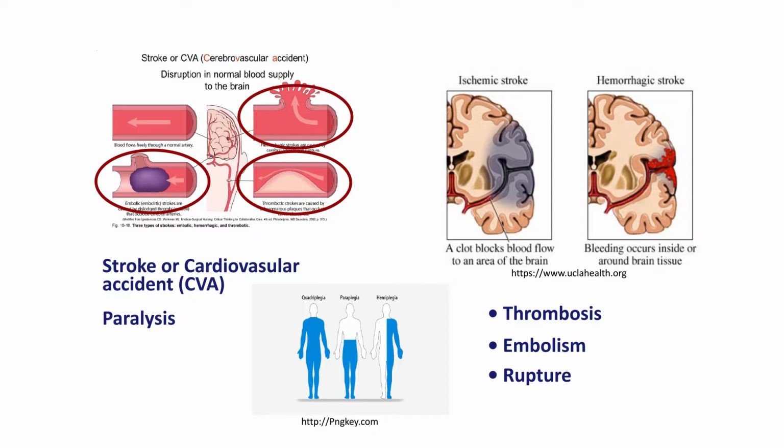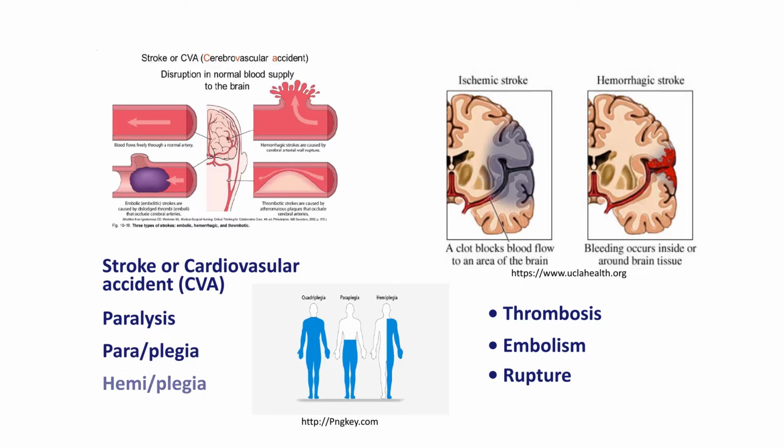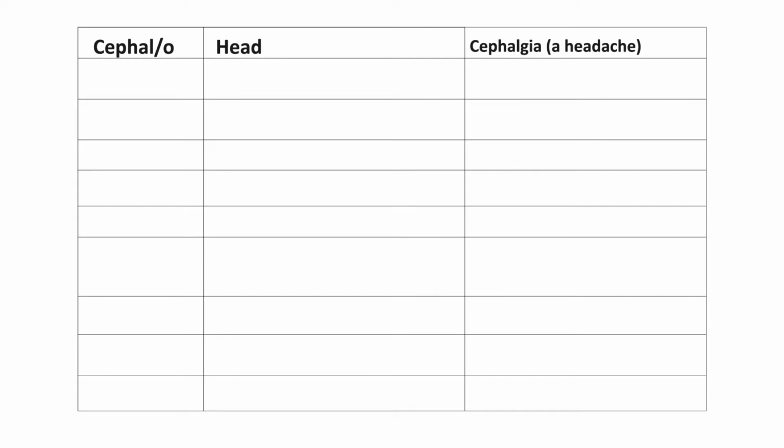The plegia means paralysis. You may need to review the reading material to find out the meaning of words such as paraplegia, hemiplegia, and quadriplegia. There are some common word roots, suffixes, and prefixes related to the nervous system. You will find more in the handout.